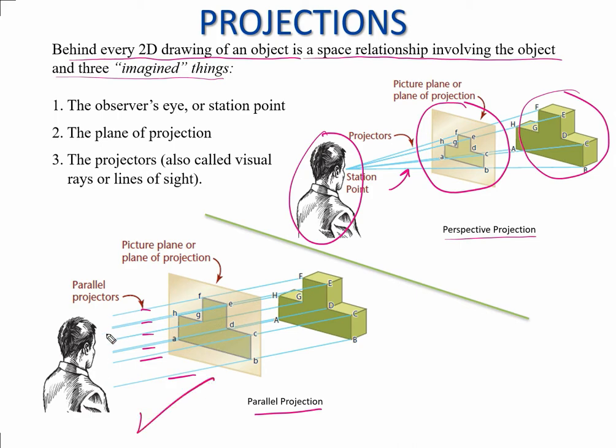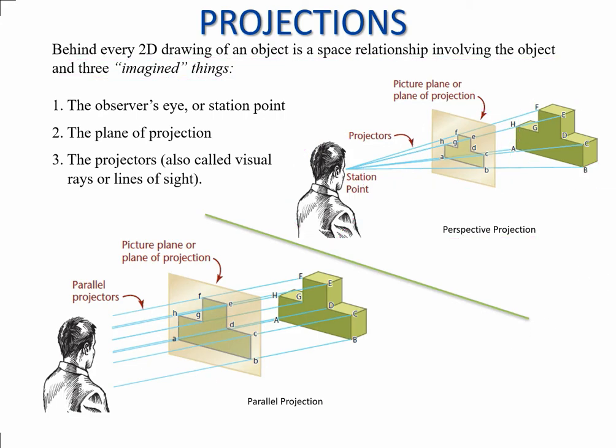So the observer's eyes, or stationary point, looking directly perpendicular to this face, we should imagine that we have a projection plane in the middle, and the lines of sight become parallel, and then we take the projections like this. So we get this line, this line, this line, this line.